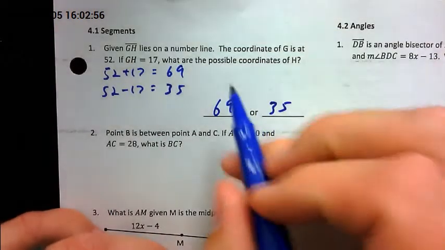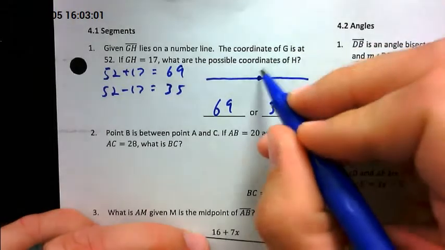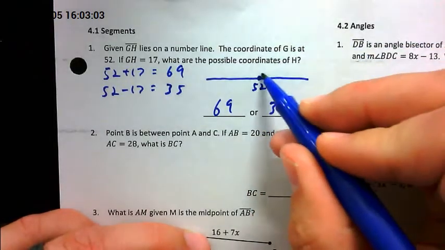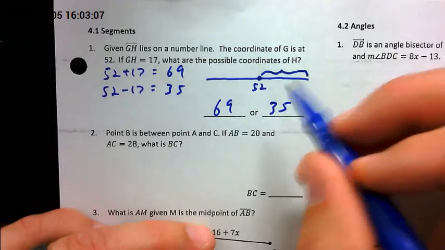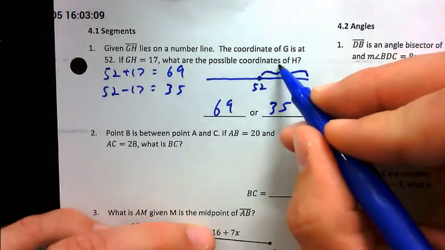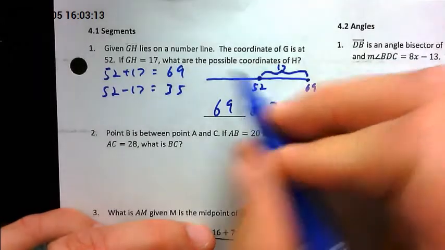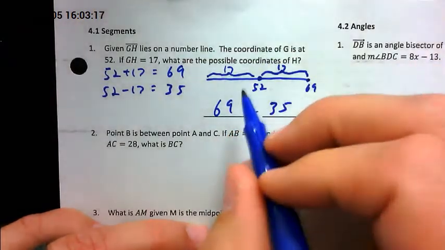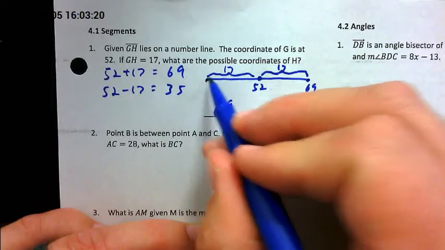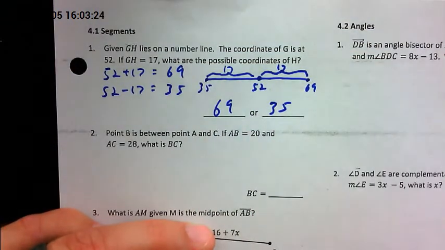If you wanted to draw it on a number line for a better understanding there, so this point here was 52. Again, you could have a positive distance going this way. And again, positive distance meaning a positive direction of 17 would give you a point at 69. Or you could have a distance of 17 going in a negative direction, and that point would be at 35. But either way, it's 17 units away.